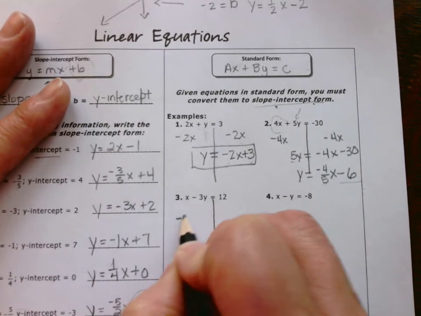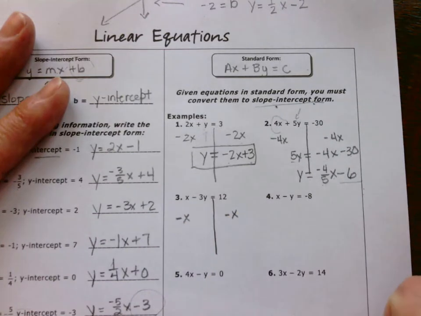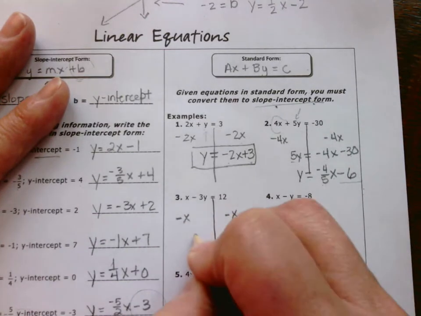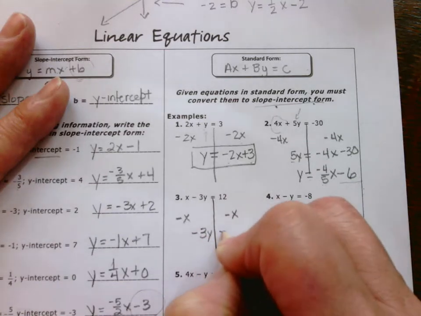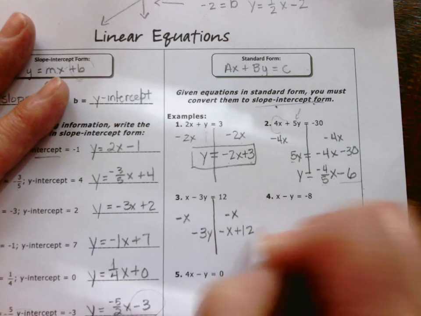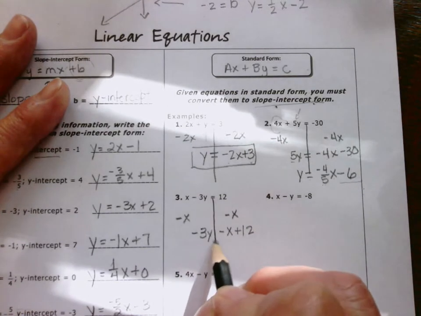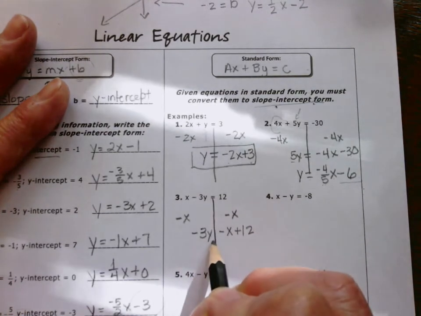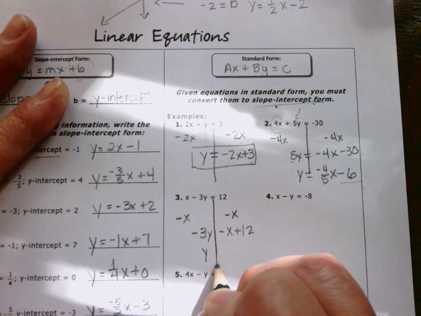Let's subtract x from both sides. Notice the first step is always subtracting the x term. It always will be, and that's a handy thing to remember. I think that's what I get when I subtract x from both sides. Now you'll notice I need to divide by negative 3, and I have to remember that that's a negative I'm dividing by. And so I just get y over here when I do that.